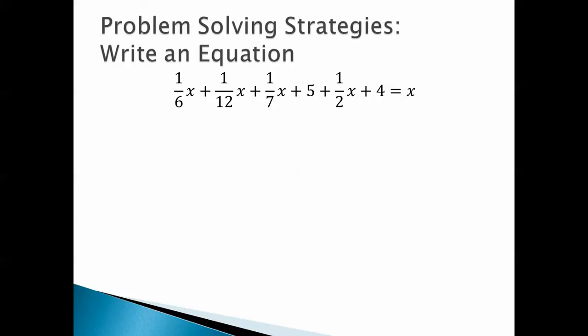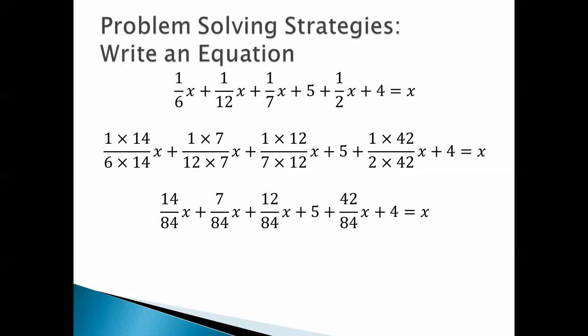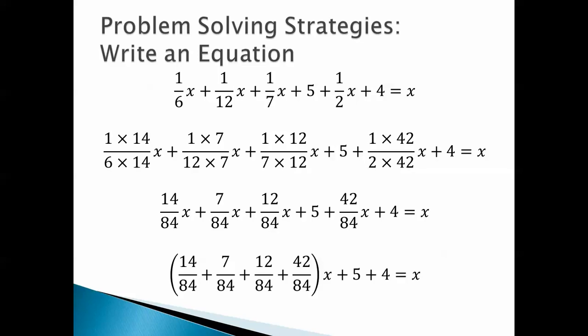So here's our equation. Let's express everything with denominator 84. So we need to multiply top and bottom of the first fraction by 14, because 6 times 14 is 84. Top and bottom of the second fraction by 7, because 12 times 7 is 84. Top and bottom of the next fraction by 12. And then lastly, top and bottom of the next fraction by 42, because 2 times 42 is 84. So we have 14/84 x plus 7/84 x plus 12/84 x plus 5 plus 42/84 x plus 4 equals x. Now that we've got common denominators, it's relatively easy to add fractions together. All of those coefficients of x, we can add all of those together. And then we also have a 5 and a 4.